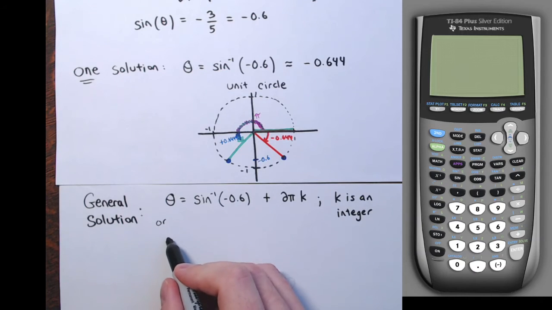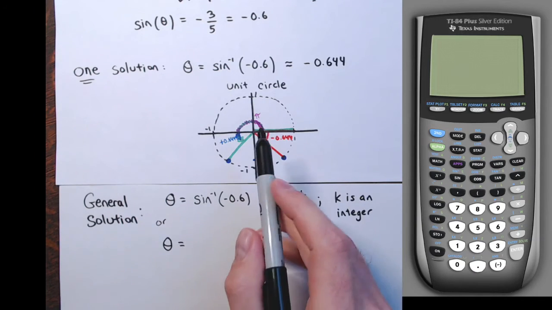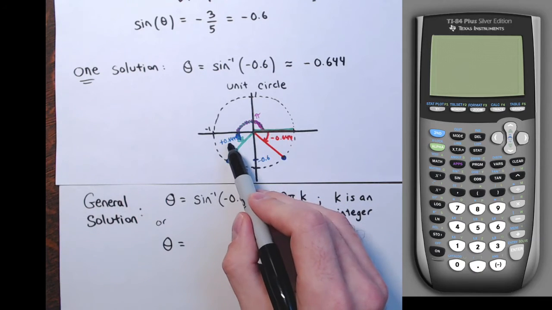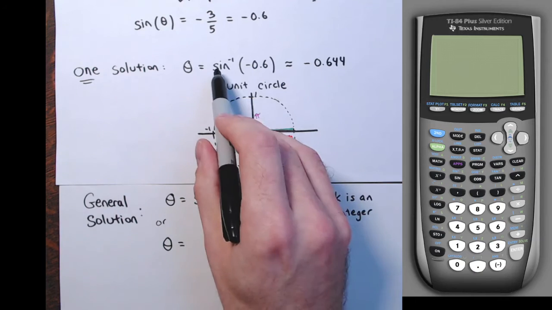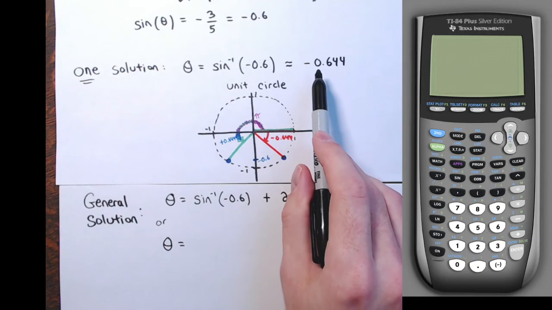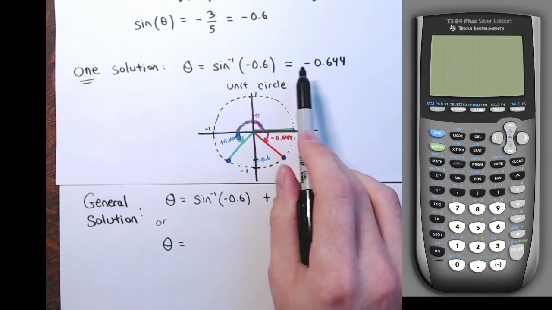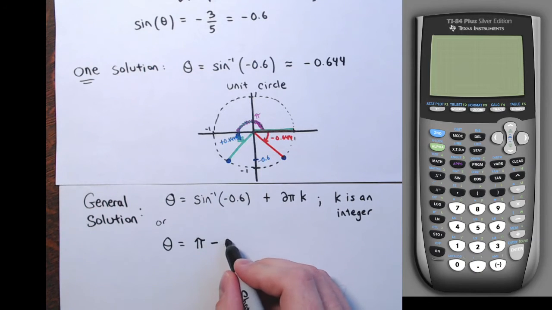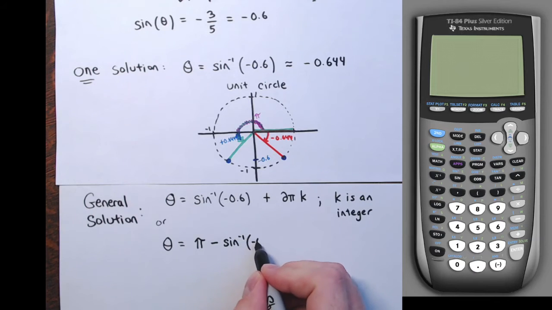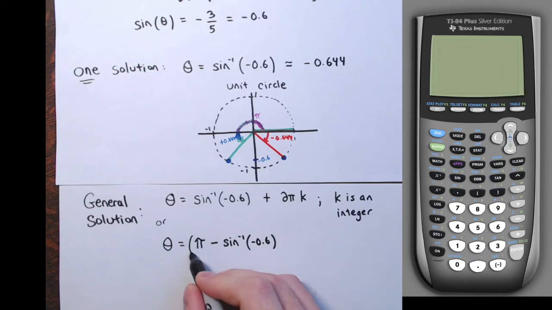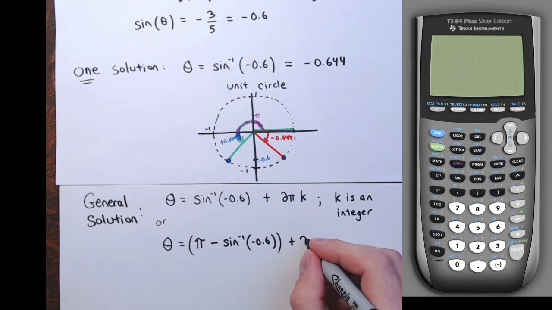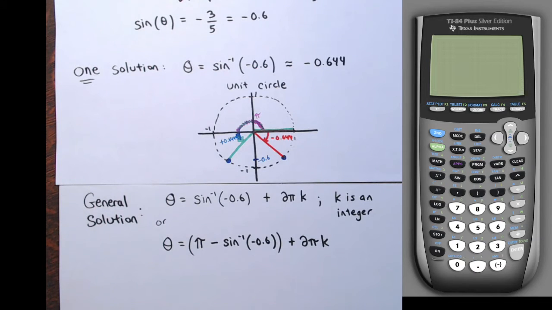Or theta could be this other angle, which is pi plus 0.644, which is pi minus the inverse sine of negative 0.6, because this positive 0.644 is the opposite of this inverse sine. So I could take pi minus the inverse sine of negative 0.6, take that angle, and then keep adding 2 pi or subtracting 2 pi. Add multiples of 2 pi. So plus 2 pi k, where k is an integer.